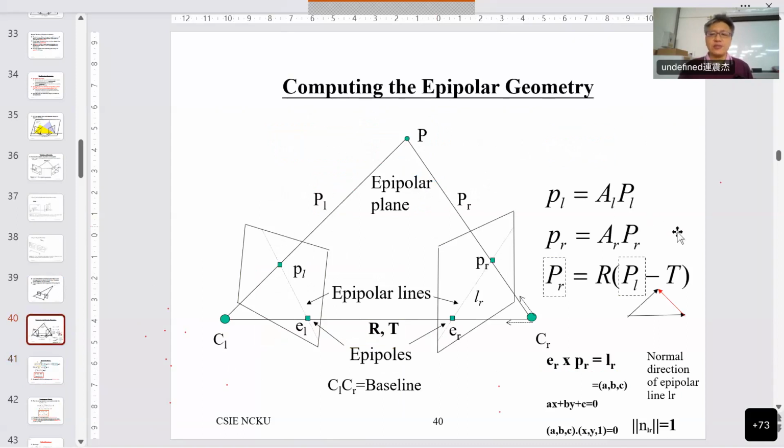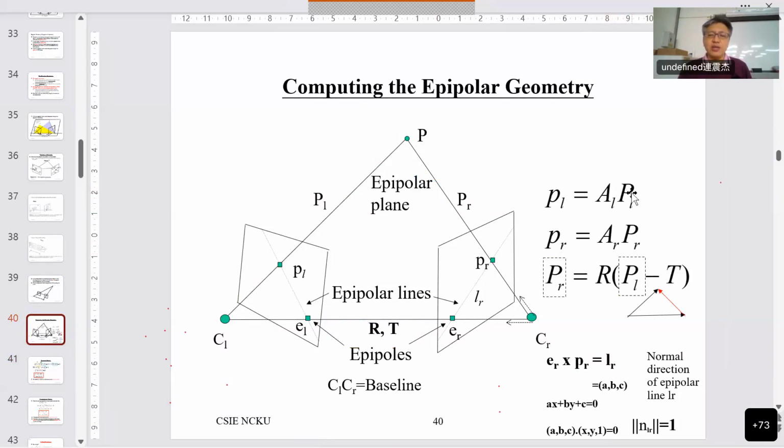So in mathematics it is this way. Okay. Capital P is a 3D point. A is the intrinsic parameters. Suppose you already know them by camera calibration. Each camera has its own intrinsic parameters from camera calibration. So you know the A right.